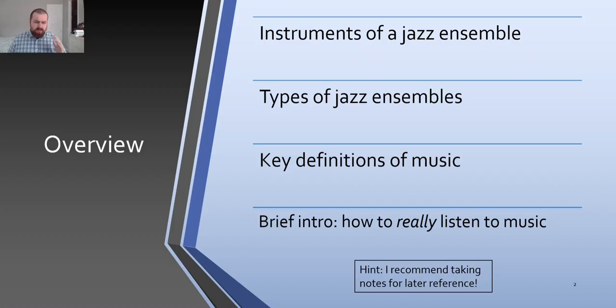So we're going to do this in four parts. Feel free to skip around. I'm going to try to put time codes in the description so you can refer back to this later. We're going to start off by talking about the instruments of a jazz ensemble, their names, their types, what they look like, etc. Then types of jazz ensembles, which there are basically two categories. Key definitions of music, both of music in general, but also of jazz specifically. And then we're going to end with a brief intro into how to really listen to music and to jazz specifically. I recommend taking notes for later reference, but of course, feel free to refer back to this video or email me if you have any questions throughout the quarter.